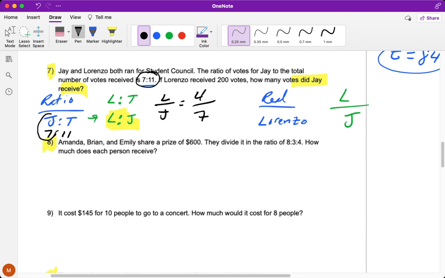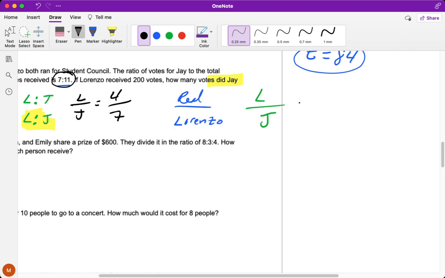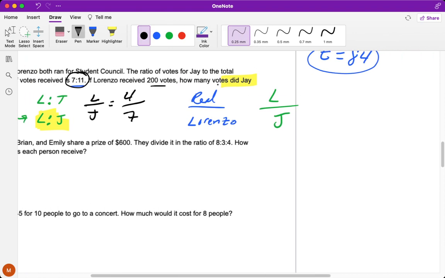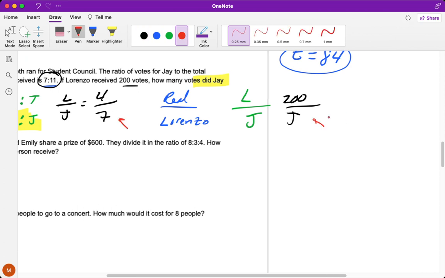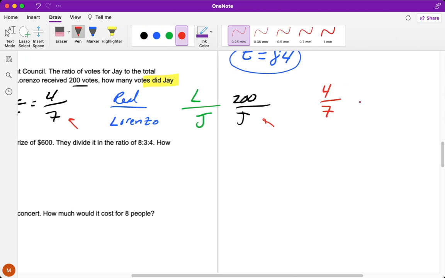We know J was 7 on the question. And since the total was 11, that means the missing part that would add up from 7 to 11 is 4. So now I can go ahead and fill in, well, Lorenzo received 200 votes. So this would then be 200 over J. So now I'm going to go ahead and set these two ratios equal to each other. So now I get 4 over 7 is equal to 200 over J.